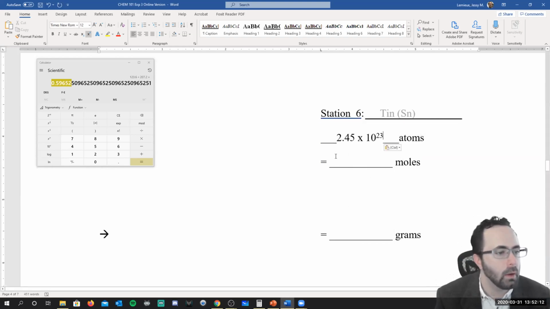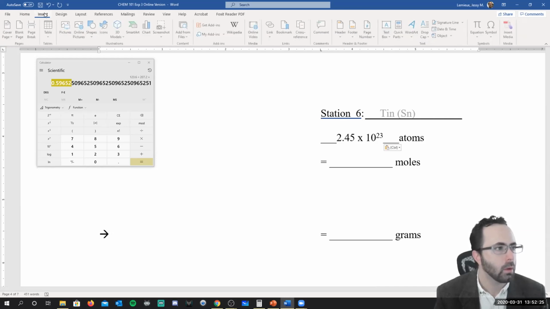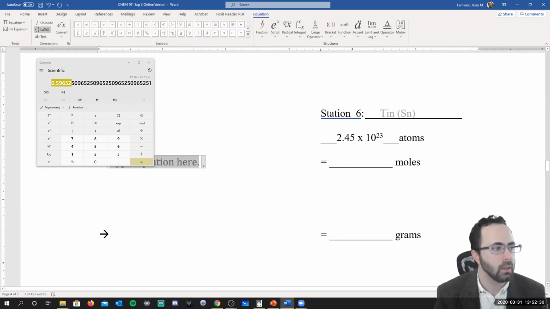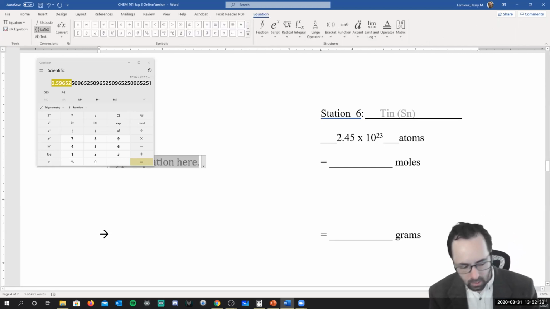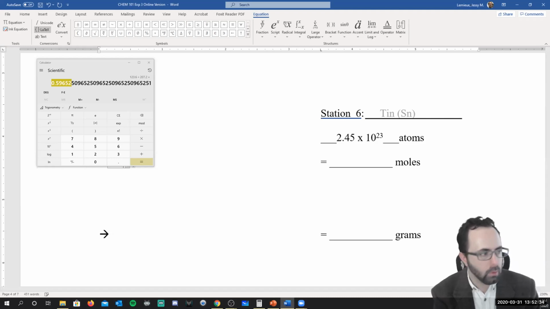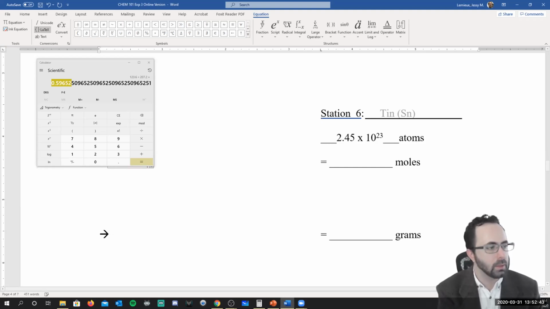All right, so we now have how many atoms. And so we can convert these to moles. Let's do that as an example problem. So again, if I want to type into this, I go Insert, and I go Equation, and then I have a box for equation. And I type 2.45, and I can either press X or I can use the times. Times kind of looks nicer in the equation, times 10.